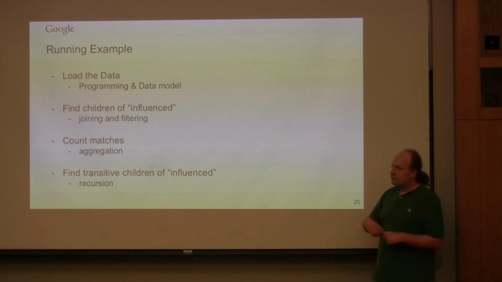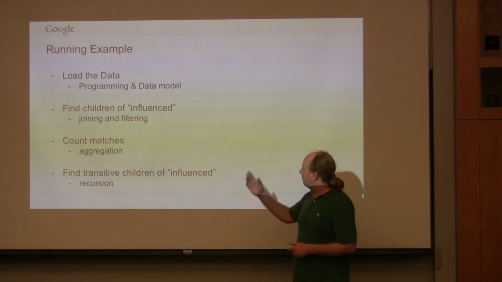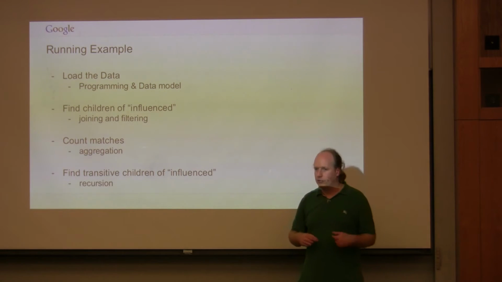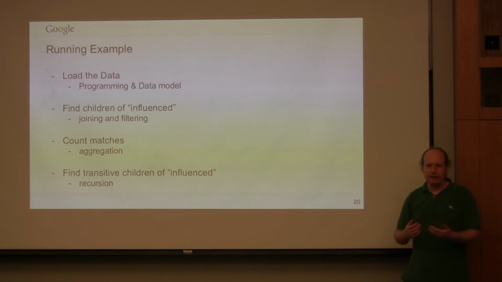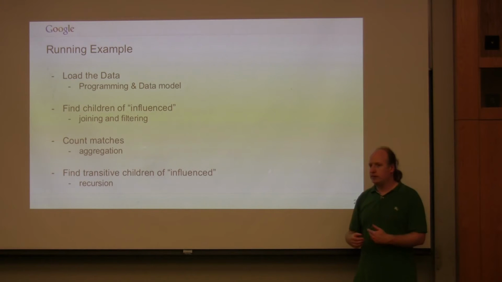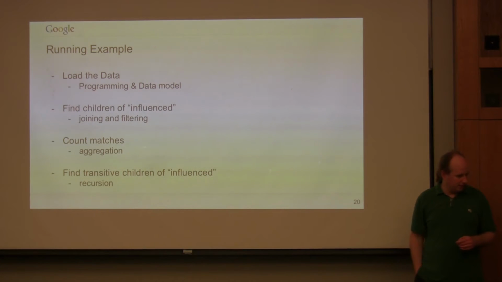So what are we going to do? First, as in every programming language, we've got to load the data. I'm going to use that to explain a little bit about how the programming model works, how the data model works. We then look at our parse trees, find the tokens influenced, find the children of these, we count how often everything appears, and then we revise our example.